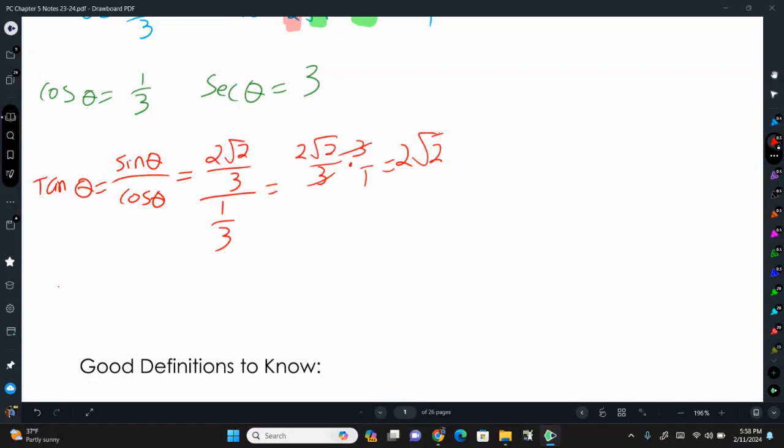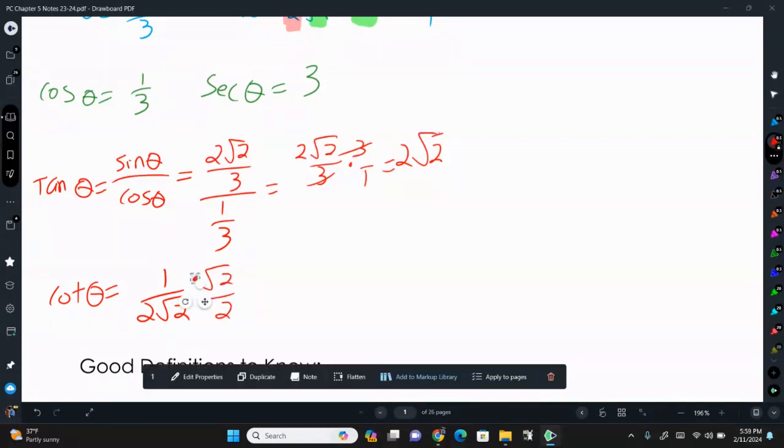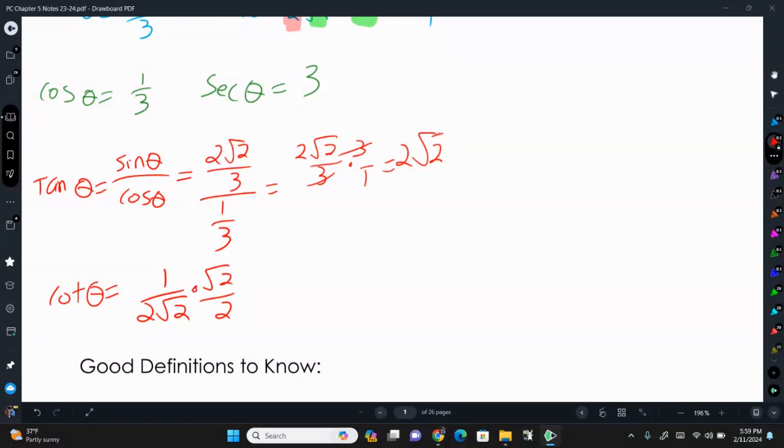Now the cotangent is going to be 1 over tangent. Well, again, we can't have the square root of 2 in the bottom, so we're going to multiply the top and bottom by the square root of 2. So then we get the square root of 2 over 4. All right, so we were able to find the 6 trig functions, and that didn't take too much time. Is it faster than drawing a right triangle? Maybe, depending on how good you are at using the Pythagorean theorem.